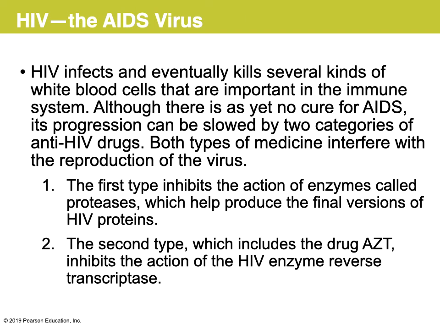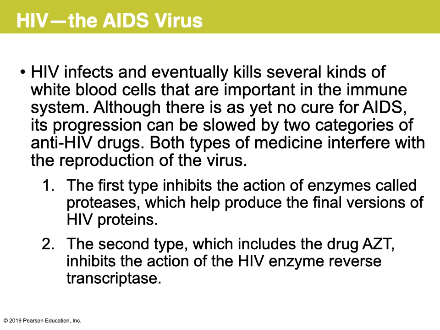Okay, so how does HIV work? Well, it infects and eventually kills certain types of white blood cells that are part of your immune system. Now, there is not yet a cure for AIDS, but its progression, its ability to make copies of itself, can be slowed down by two categories of anti-HIV drugs. Both of these interfere with the reproduction of the virus, right? So if you can interfere with its reproduction, then you can interfere with its spread.